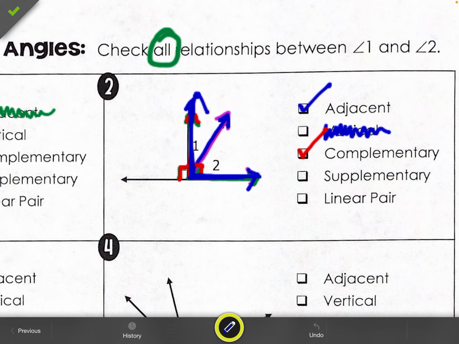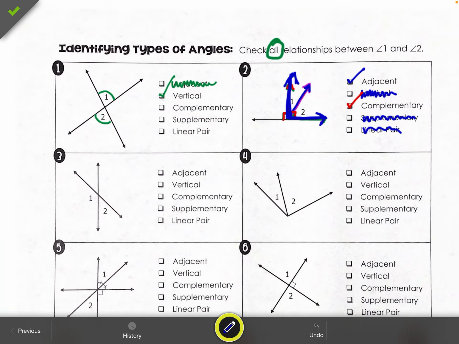Now, if they are complementary, they cannot be supplementary. If they add up to 90, they cannot add up to 180. They can't add up to two different things. And if they are complementary, they cannot be linear, because remember, linear means they're supplementary. Linear also means they make a straight angle. And again, they together do not make a straight line or straight angle. They make this corner, and so they're not going to be linear. So number 2 has 2 answers, adjacent and complementary.